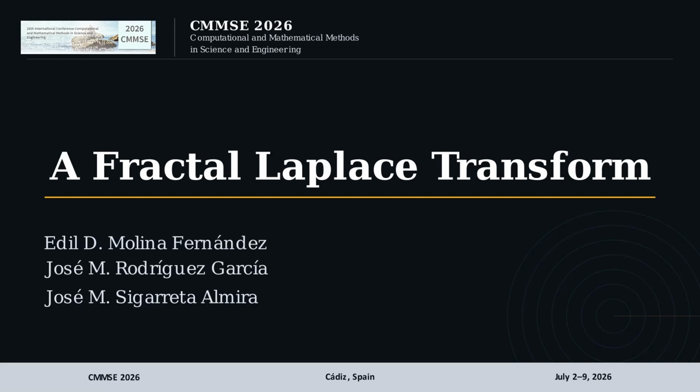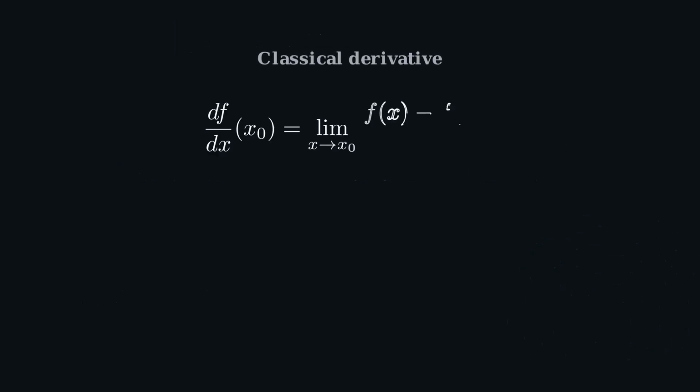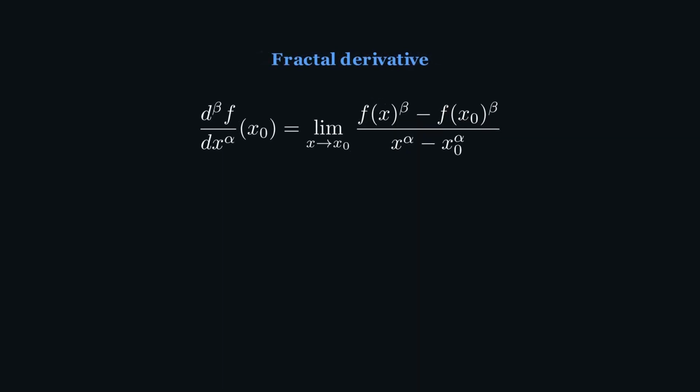I will focus on the main ideas behind the construction, the operational rules, and one application to a radial heat conduction model. We begin with the derivative. The classical derivative compares the change of the function with the change of the variable. In the fractal version, this comparison is modified on both sides.